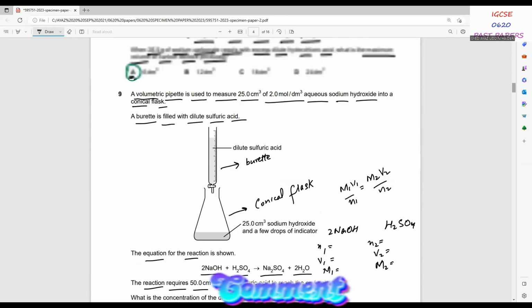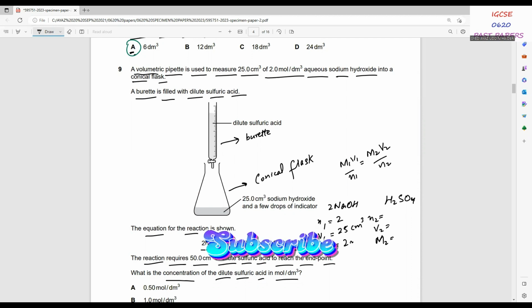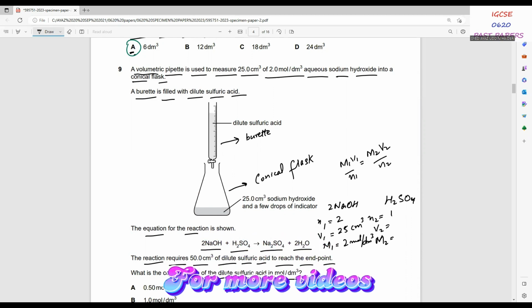Now what will be provided in this question? Number of moles of sodium hydroxide is given. Yes, it's 2. Volume of sodium hydroxide is 25 centimeter cube. Mole per dm cube for sodium hydroxide should be 2 mole per dm cube. Number of moles for H2SO4 should be 1. Volume for H2SO4 is 50. And we need to find the M2.